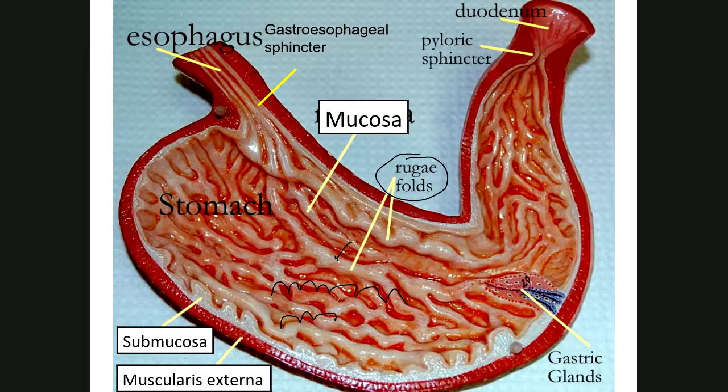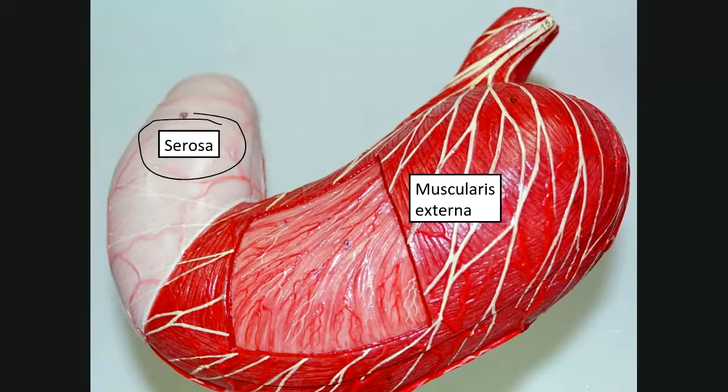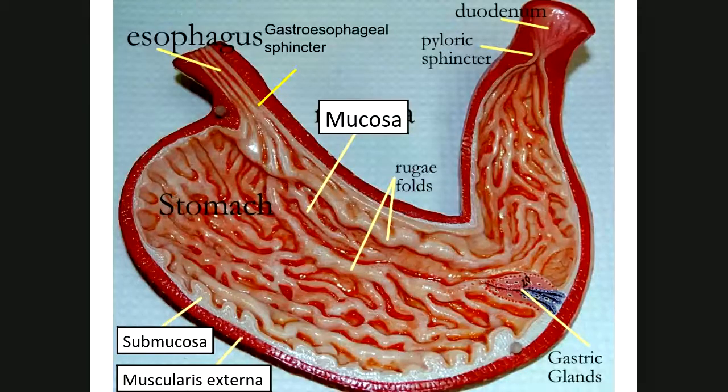So: serosa, muscularis externa, submucosa, mucosa. Any questions?